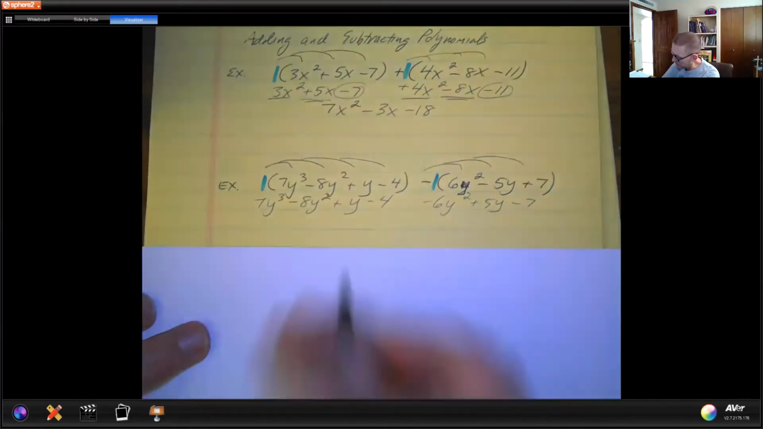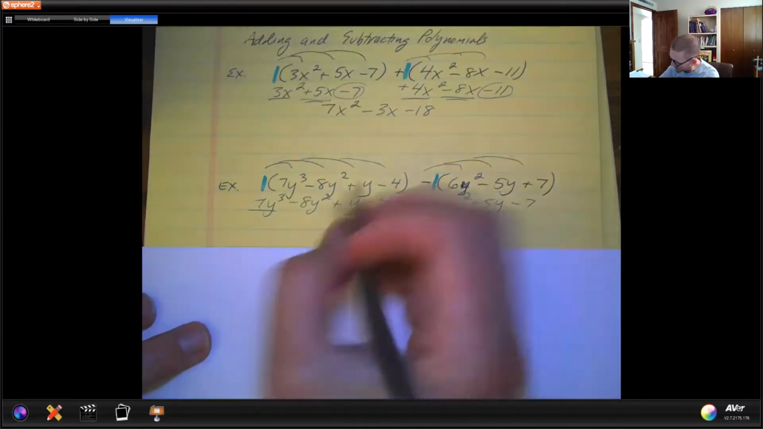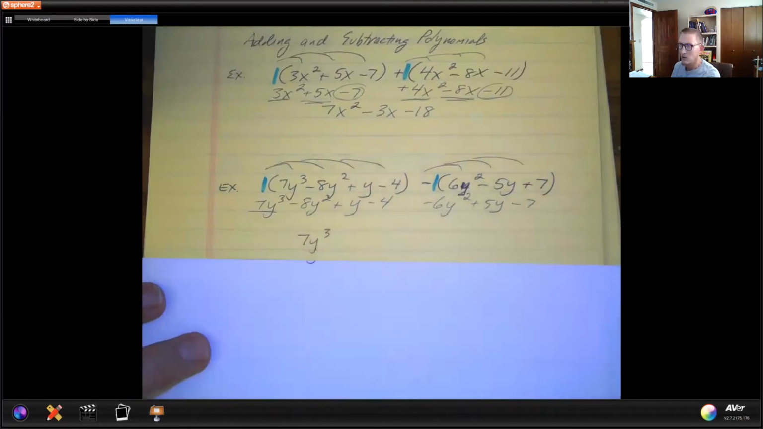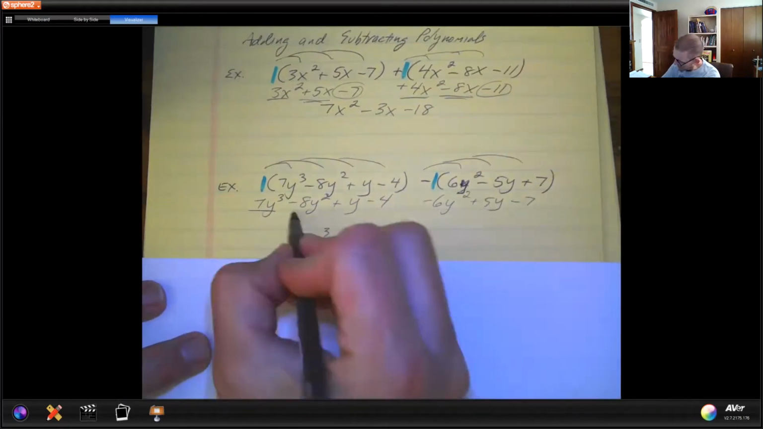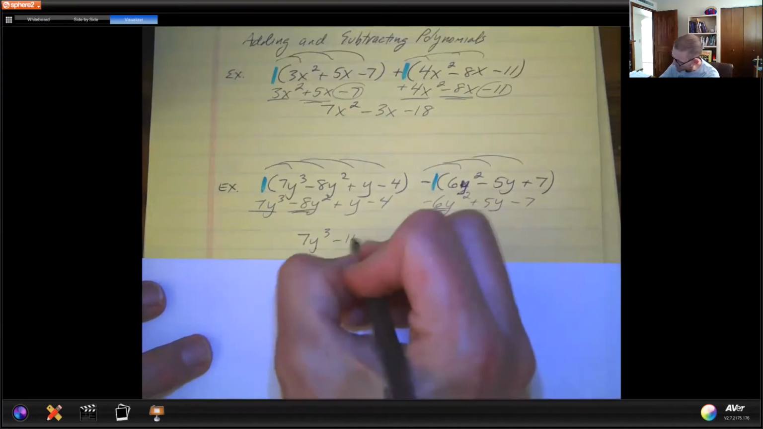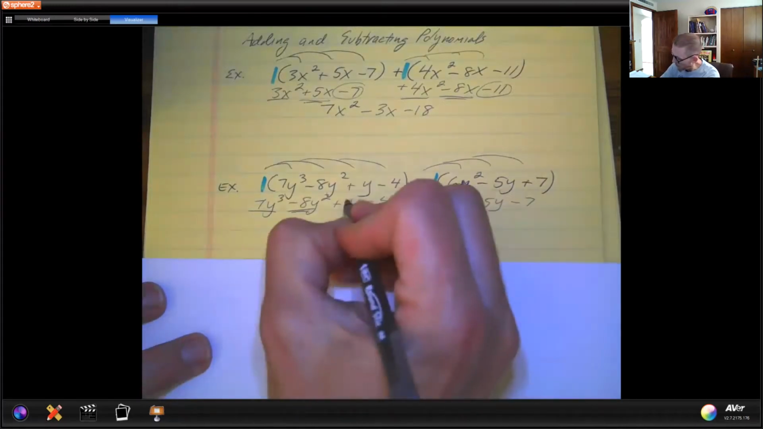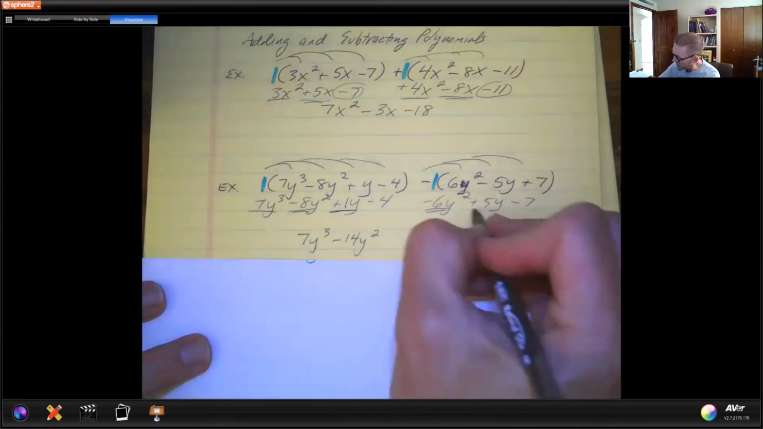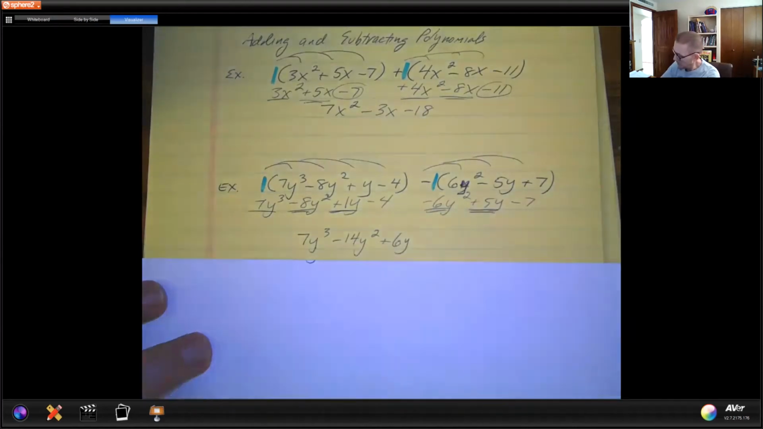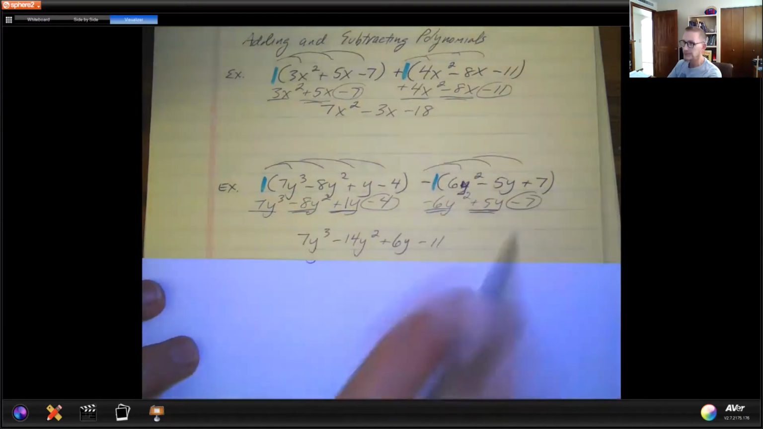And now combine the like terms. 7y to the third doesn't have anything else, so it's just going to be 7y to the third. Negative 8y squared and negative 6y squared is negative 14y squared. Plus 1y and plus 5y is plus 6y. And negative 4 and negative 7 make negative 11.